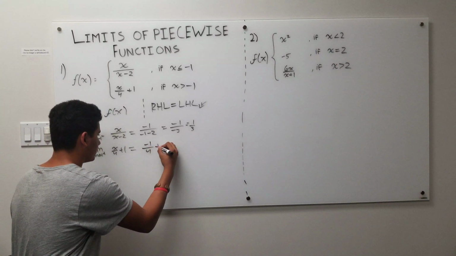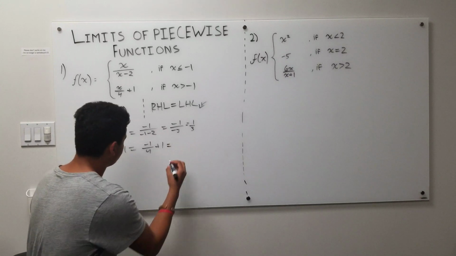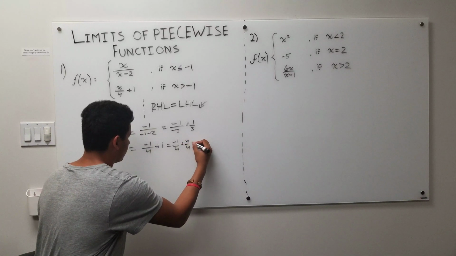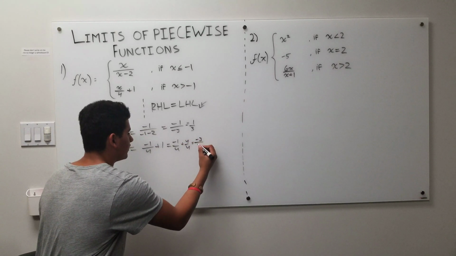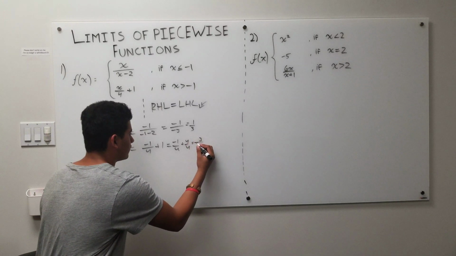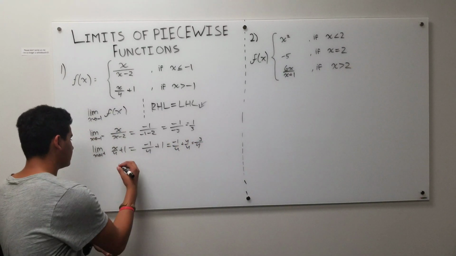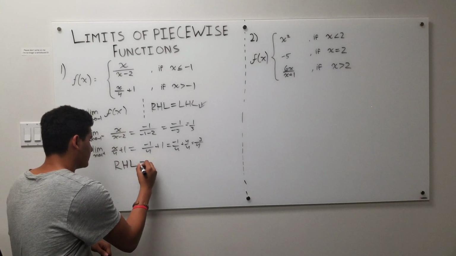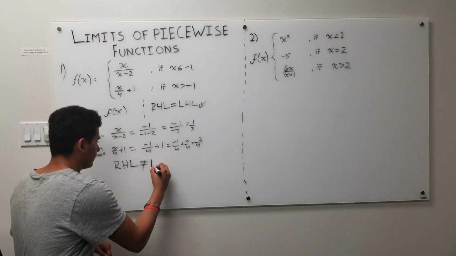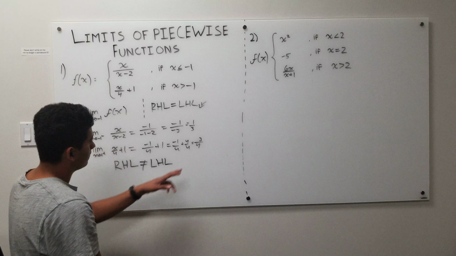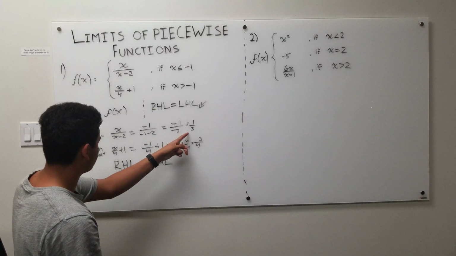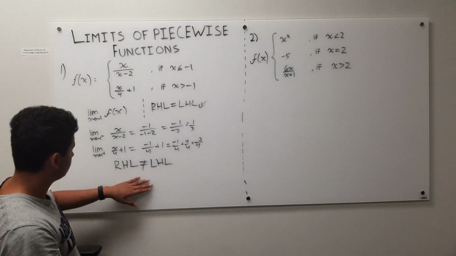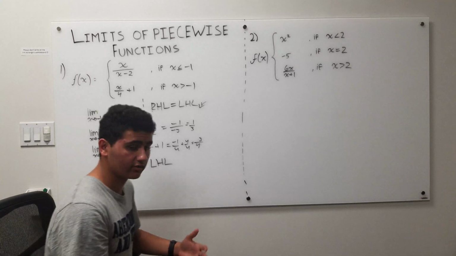Negative 1 over 4 plus 1. You can just do it like this, where it's negative 1 over 4 plus 4 over 4, and you're going to get a value of positive 3 over 4. Now, in this case, the right-handed limit does not equal the left-handed limit, as you can see, because the left-handed limit is equal to 1 over 3 and the right-handed limit is equal to 3 over 4. They're not equal. So in that case, the limit doesn't exist. There's either a jump discontinuity.